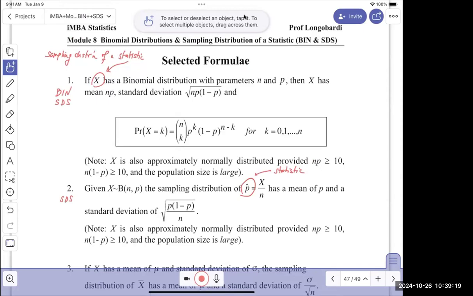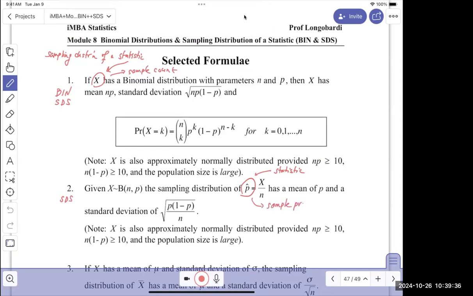So I call X the sample count. And I call P hat the sample proportion. And they are related. P hat is more popular to use, but we derive all of this about P hat from X.